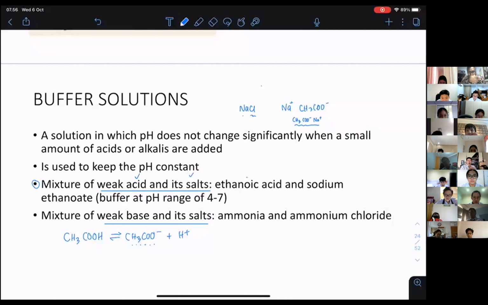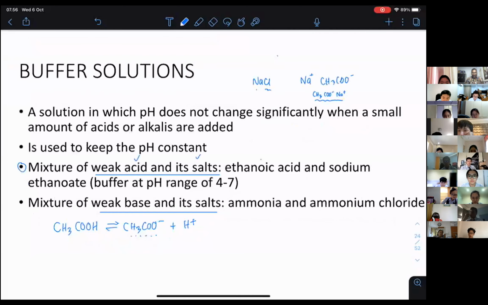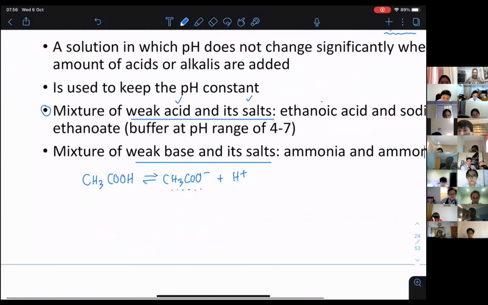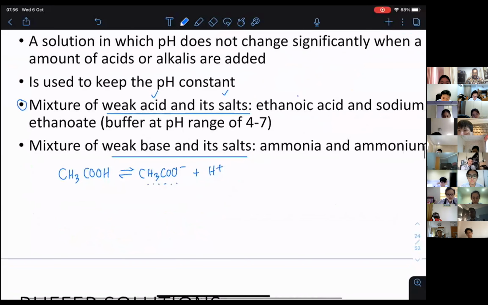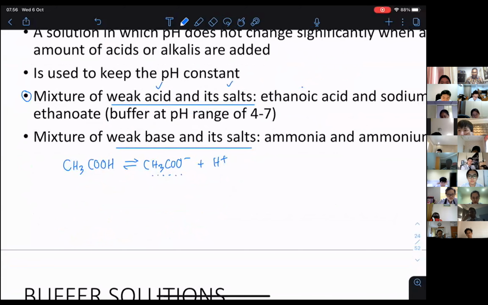A buffer solution can be a mixture of a weak acid and its salt, or a mixture of a weak base and its salt. Just now I took one example of a weak acid, which is ethanoic acid. So I will try to show you how we get the salt.